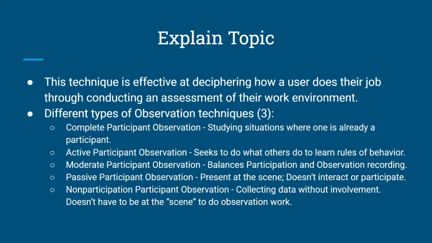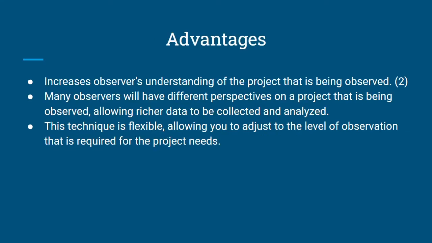And then last but not least, we have non-participation participant observation. This is where the observer seeks to collect data without any sort of involvement from them. An example of this would be a soap opera. If someone wants to study the culture found within soap operas, they might not go on set and be active. They might just sit back and watch some television of those soap operas to gather data that way and compare and contrast their findings. So they don't have to be at the scene to do this observation work.